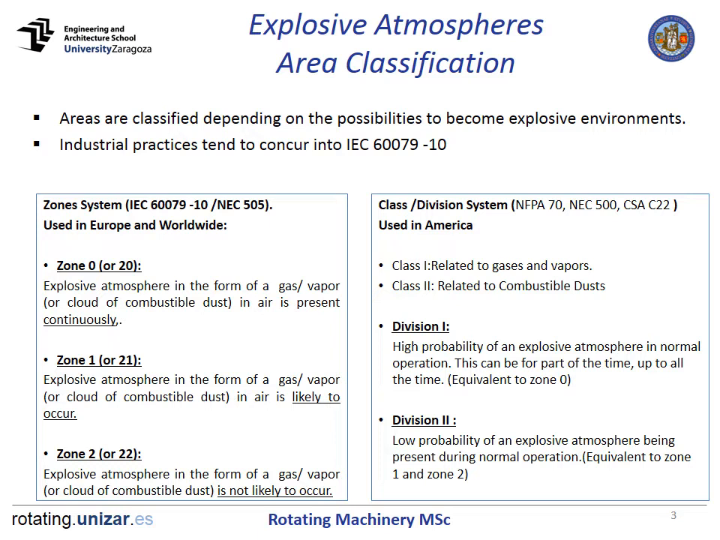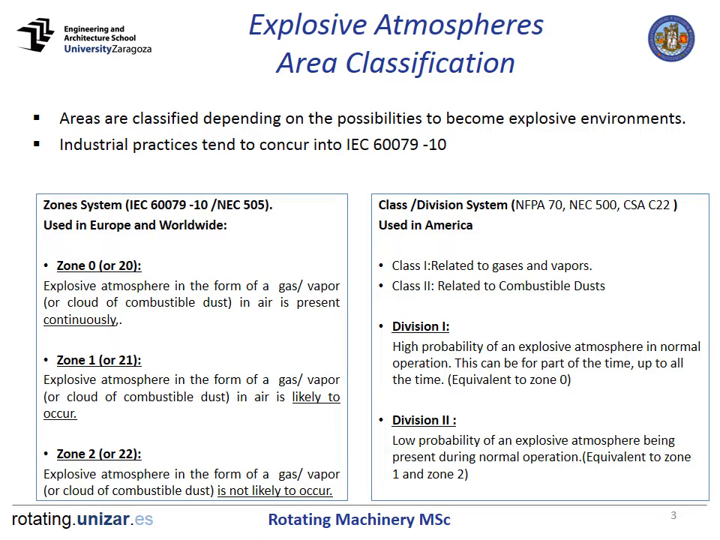Opposite to this system, we have the class division system, which is according to NFPA 70 and NEC 500. It's mainly used in America. The system distinguishes between Class 1, which is related to gases, and Class 2, which is related to combustible dust. We have Division 1, which is a place where there is a high probability of an explosive atmosphere in normal operation.